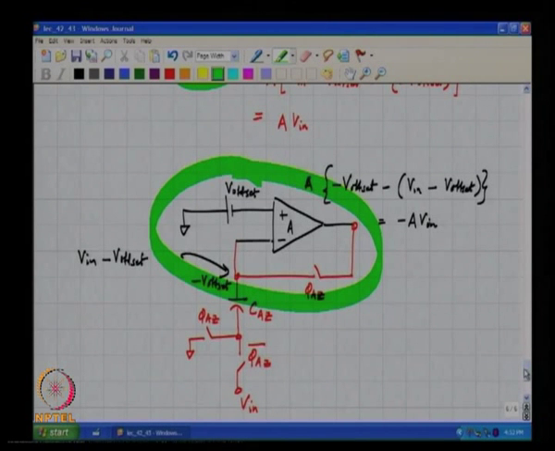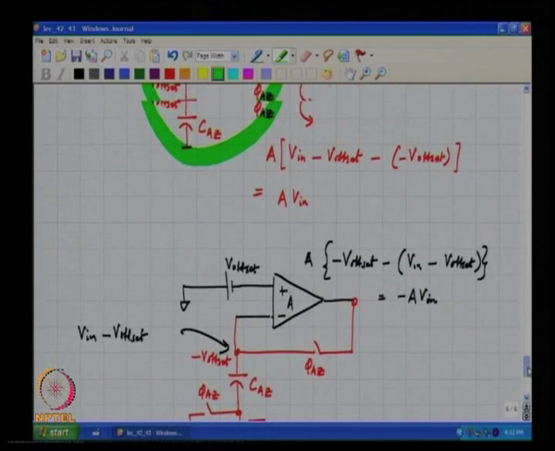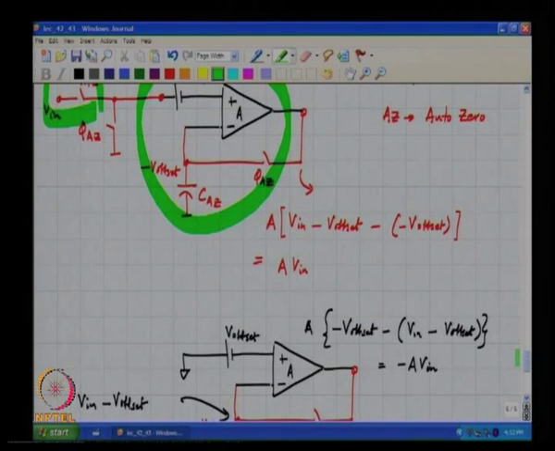This is non-inverting. This is inverting. I mean, of course, it is inverting, but can you see a fundamental difference between the two?